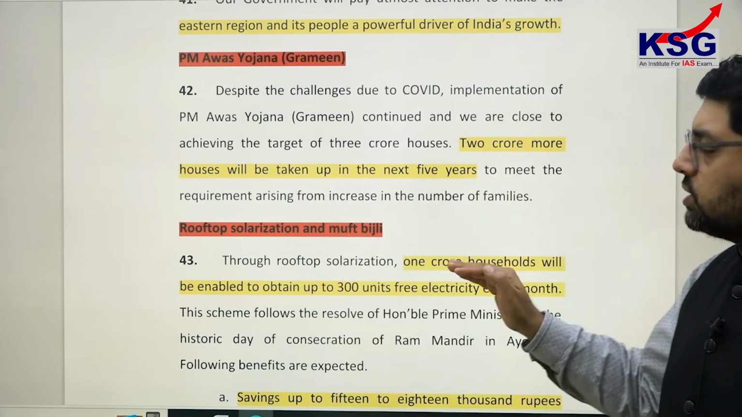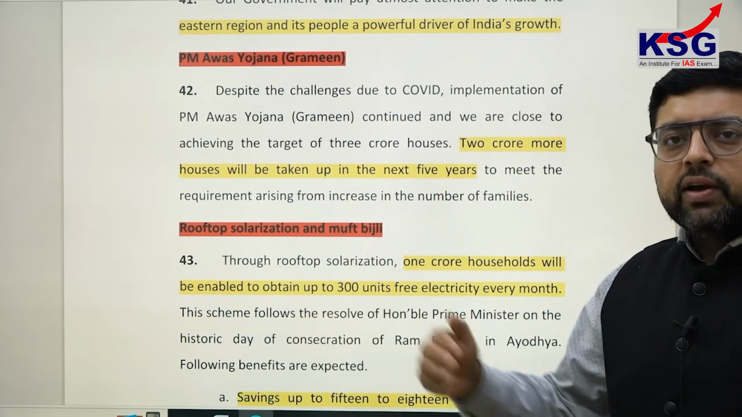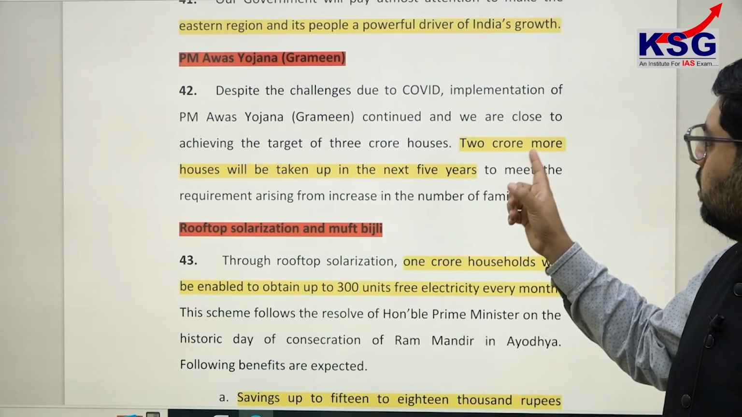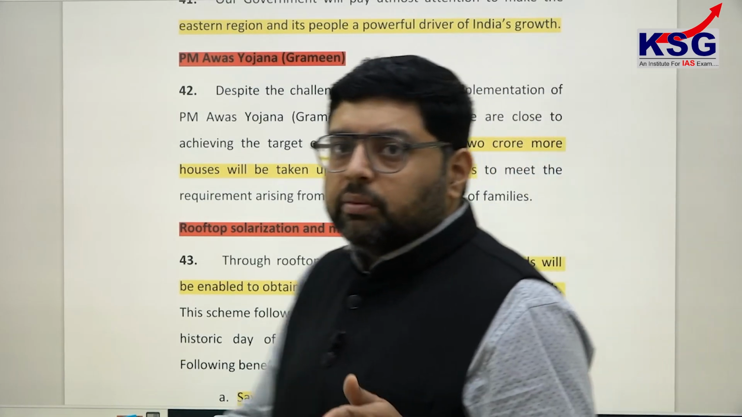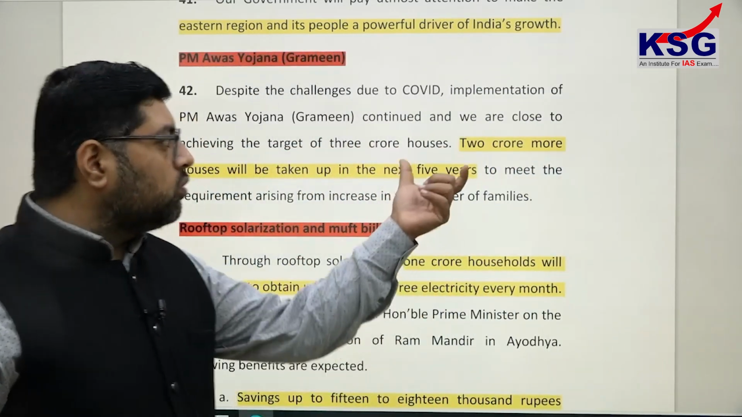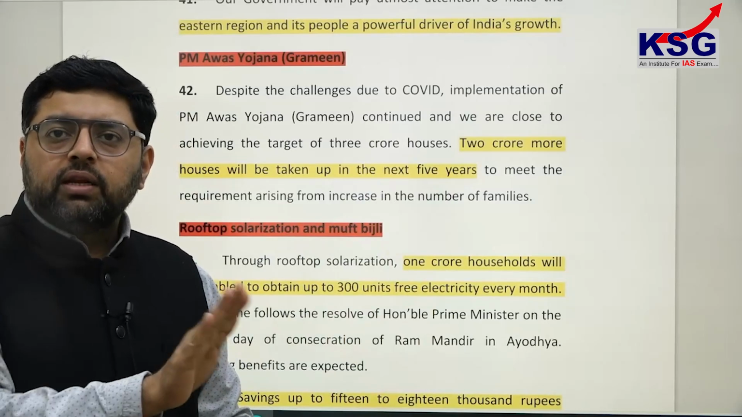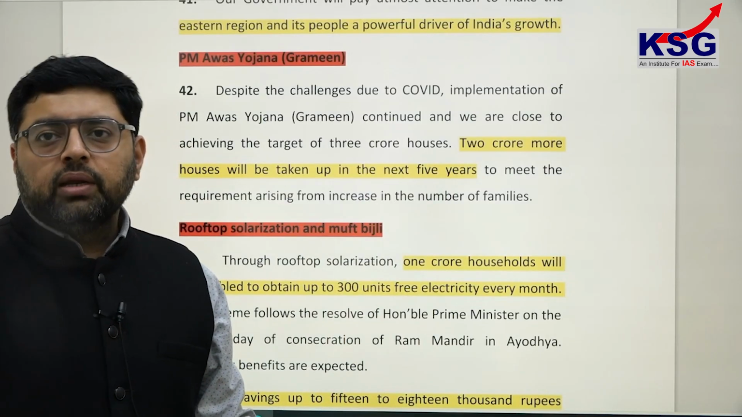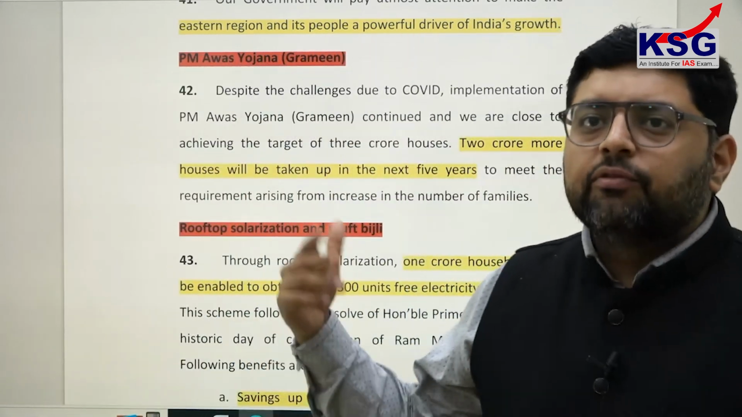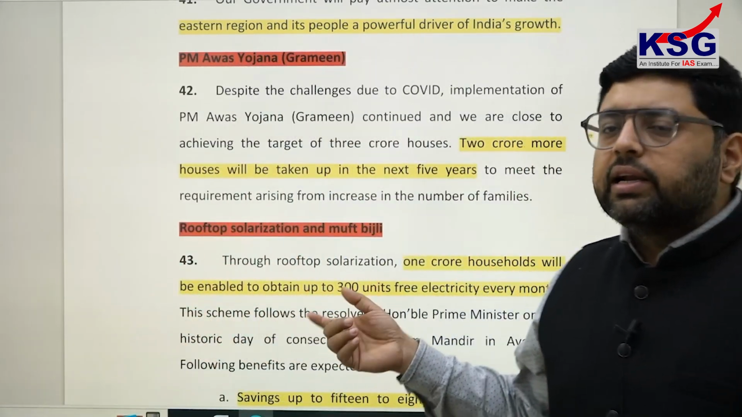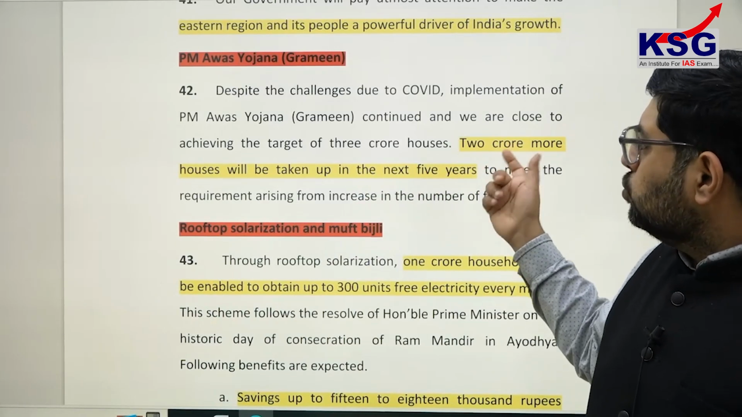Now in the upcoming financial year, we want to give 2 crore more houses, which will be taken up in the next five years. Out of 2 crore, some houses will be given in this financial year, and some in the remaining 4 financial years. So ultimately, this scheme is extended for another 5 years, and the target is 2 crore houses.